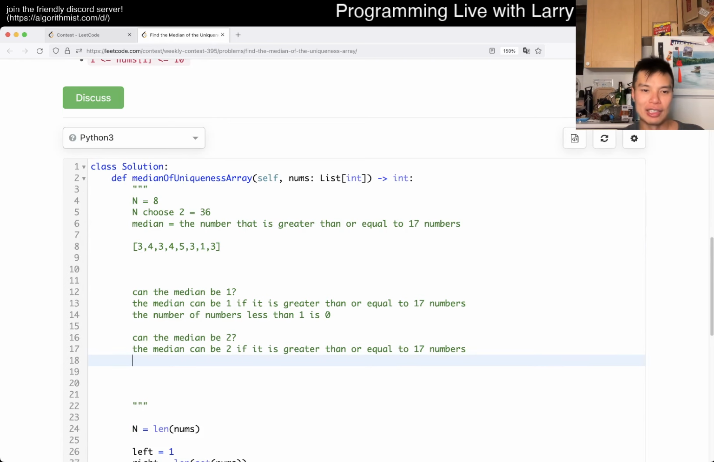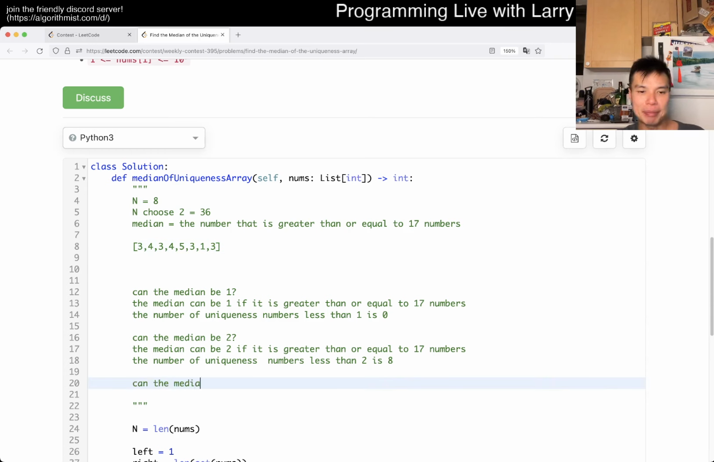So that means that the number of uniqueness numbers less than 2 is going to be 8. Because just 3 will be 1, just 4 will be 1, just 3 will be 1, and so on. And of course, if we had another 3, this would also double up as 3, but we don't have it. We'll go over it soon. And we say, can the median be 3?